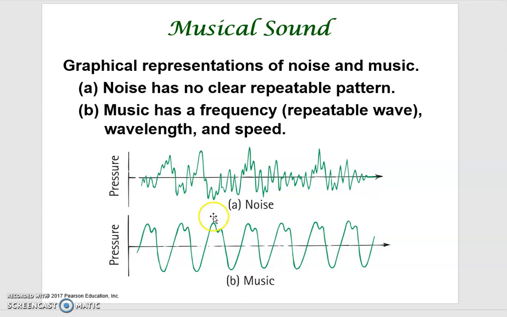What is the difference? You can see that the noise doesn't have a repeated pattern, which means that when it passes through to your ear, it cannot form a harmonic. However, for music, the frequency, wavelength and speed are well defined. So it is a repeatable one, and you can hear the harmonics. This is what we mean by musical sound. They are all sound waves, but one has a typical wavelength, frequency and speed.